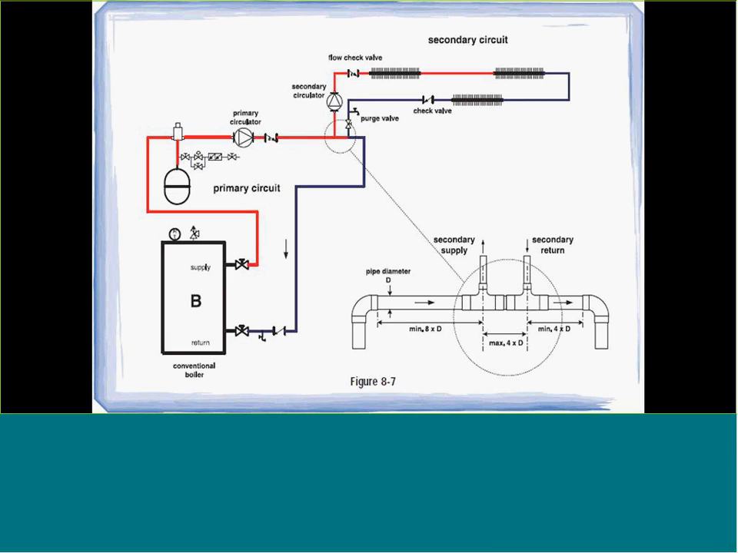We're going to want to protect it either with primary, secondary piping, a hydraulic separator, or a mixing valve to mix the temperature back in, so that we don't condense that boiler.